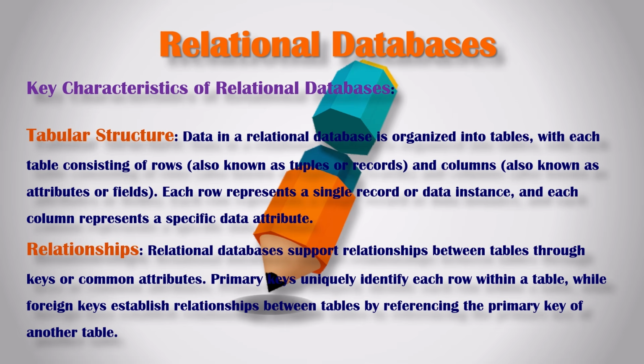Relationships. Relational databases support relationships between tables through keys or common attributes. Primary keys uniquely identify each row within a table, while foreign keys establish relationships between tables by referencing the primary key of another table.